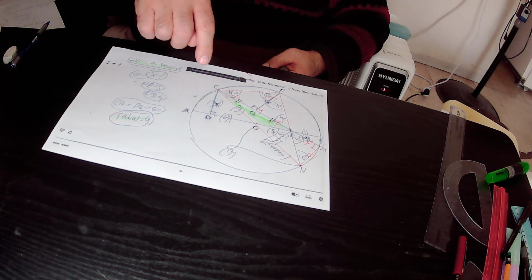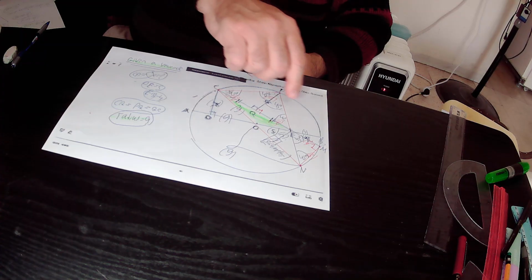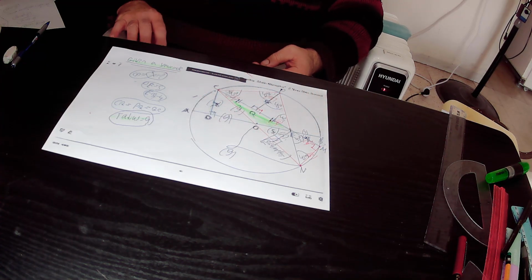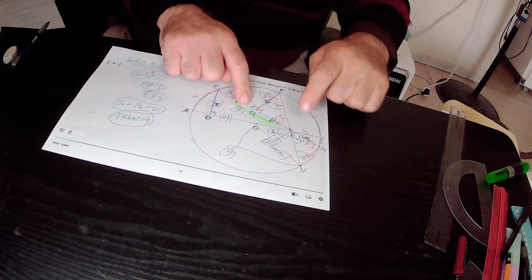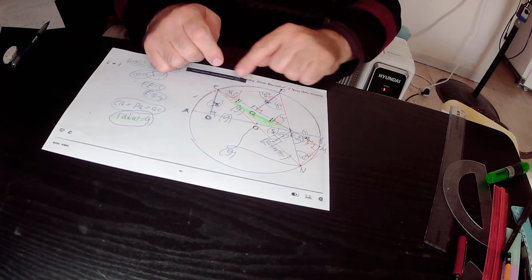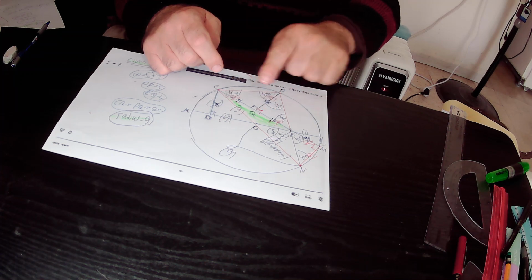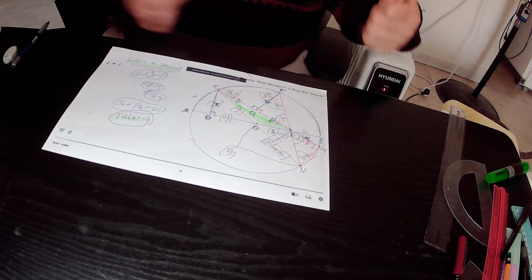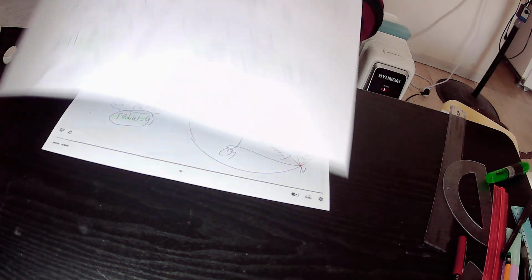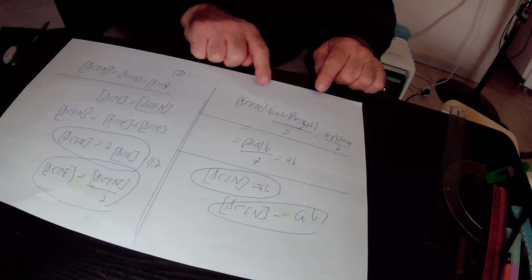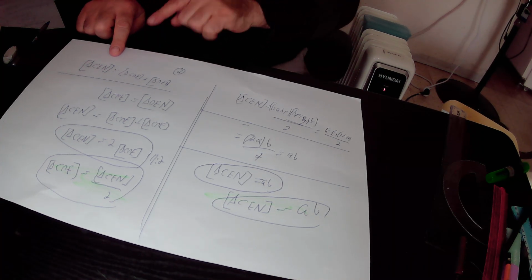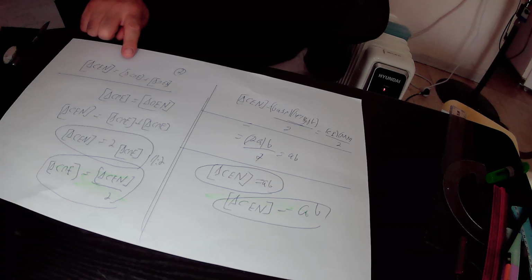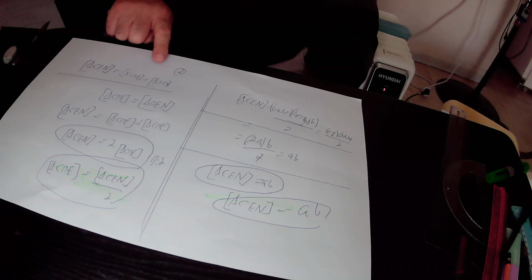In the next step, we calculated the area of this big triangle CEN. Actually, the big triangle CEN consists of those two triangles. It consists of the triangle COE and this triangle OEN. Therefore, the area of the big triangle CEN must be equal to the area of the two components that it consists of. The first component is the triangle COE, plus the second component, the lower triangle OEN.